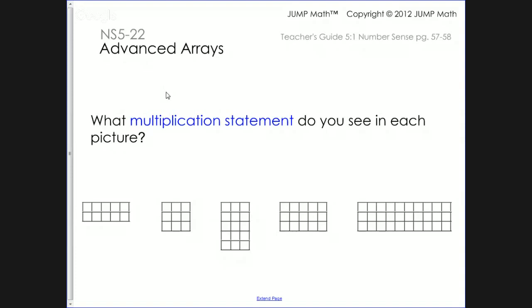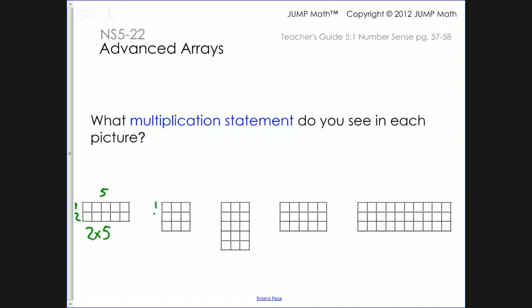So here we see a few different arrays. And in the first array, we have 2 rows. There we go. 1, 2 rows, and there are 5 in each row. So we have 2 groups of 5.